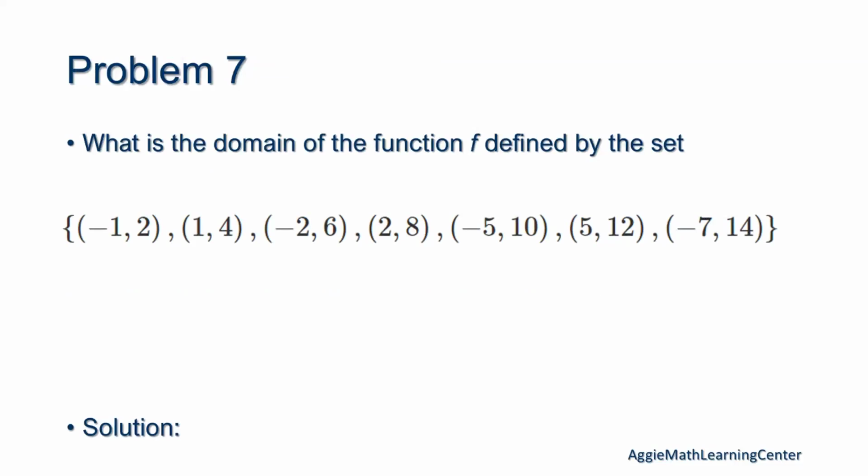What is the domain of function f defined by the set? As I said before, domains are the x values. So if you just have a list of points like this, you just take the x value out of each of the points. You have your little brackets, and then you list them all. So negative 1 for the first point, 1, negative 2, 2, negative 5, 5, and negative 7.